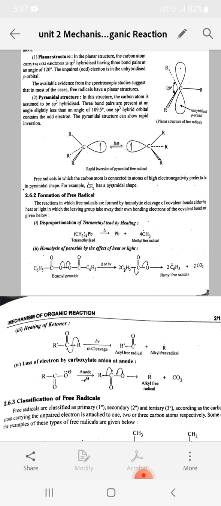Moving forward, talking about the heating of ketones, this is a very important formation of free radical. Like कोई भी कीटोन ले लेंगे, RC डबल बॉन्ड OR, उसको hν प्रेजेंस ऑफ लाइट में करेंगे तो एसाइल फ्री रेडिकल मिलेगा हमारे पास, एल्काइल फ्री रेडिकल होगा. और लास्ट की बात करें तो लॉस ऑफ इलेक्ट्रॉन बाय द कार्बोक्सिलेट आयंस एट द नोड्स.